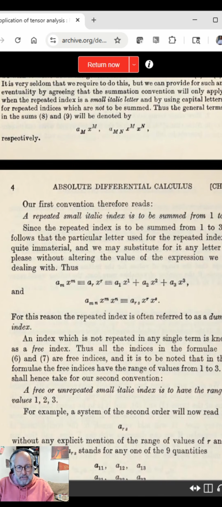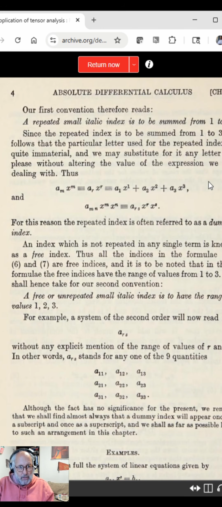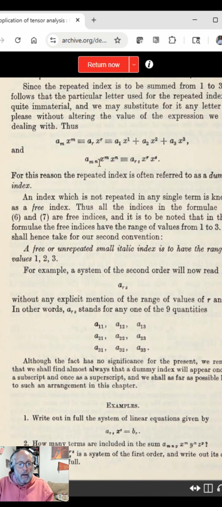For now, we're going to be summing from 1 to 3 all the time. Since we know it's going to be from 1 to 3, McConnell argues that any letters are just as good as any other letters. So a sub m, x sub m is the same as a sub r, x sub r, and they both mean to sum from 1 to 3. Great. And here again, we can substitute m and n with r and s or whatever other letters we might like.